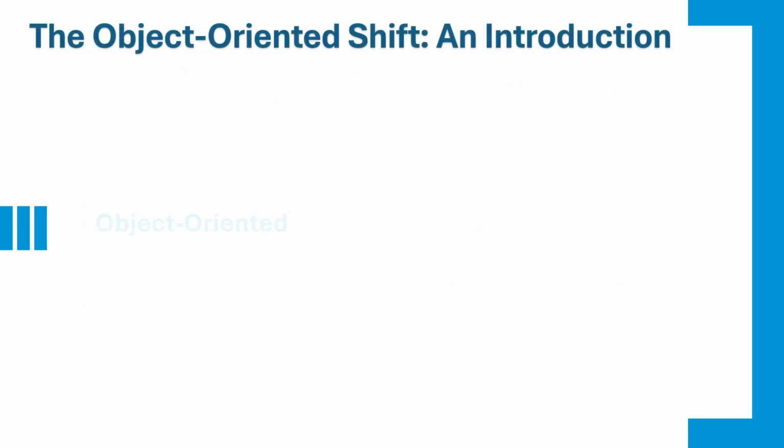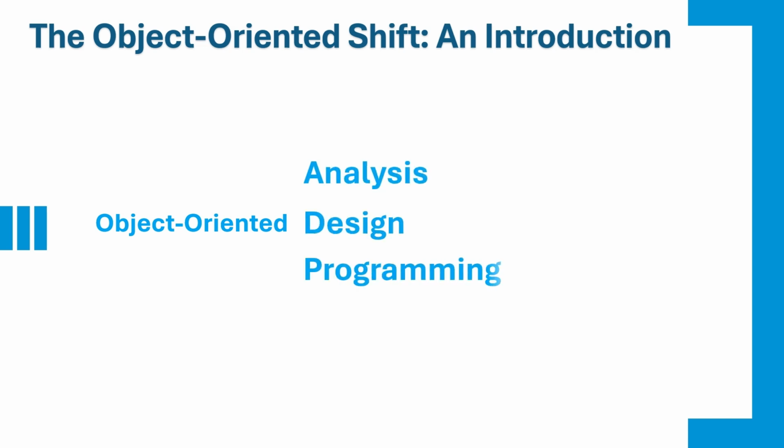When you hear the term object-oriented, it's often followed by words like analysis, design, or programming. These terms are all related to the process of developing software. To create any piece of software, you need to do three main things: understand the problem, plan a solution, and then build it. In other words, it's about analysis, design, and programming, all revolving around the concept of object orientation.